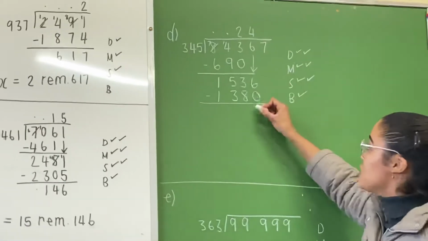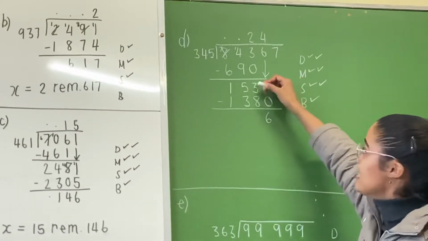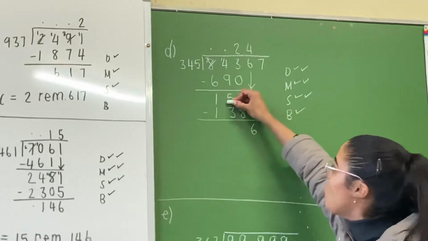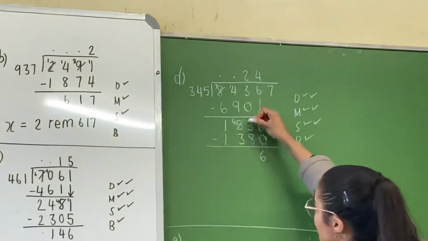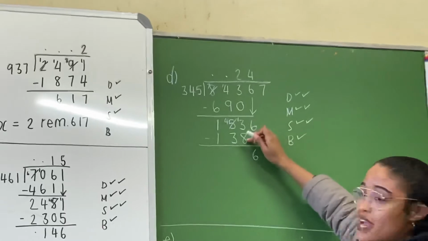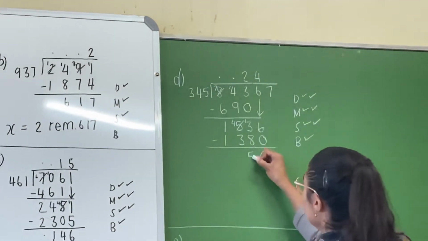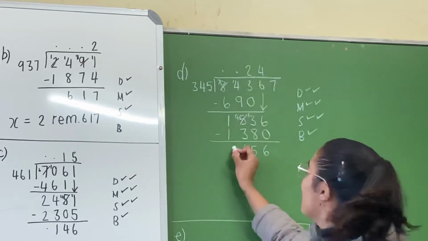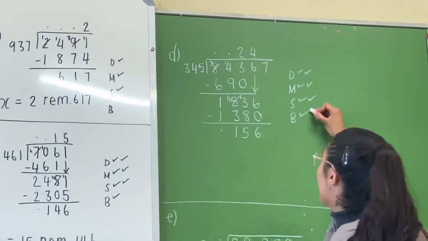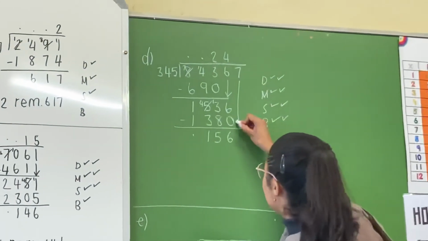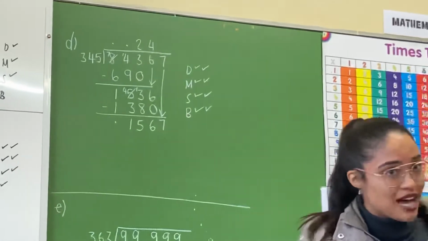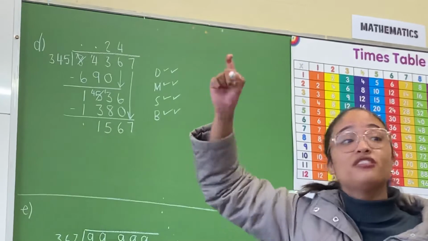Now we subtract. 6 minus 0 is 6. 3 minus 8, we cannot say, so we go take 1. 13 minus 8 is 5. 4 minus 3 is 1. 1 minus 1 is 0. Now we bring down. I bring the 7 down to stand next to the other numbers. Once I bring down, I start at the top again with divide.